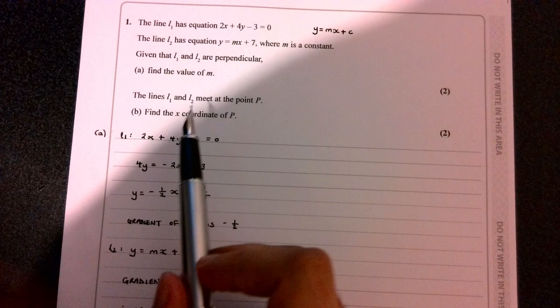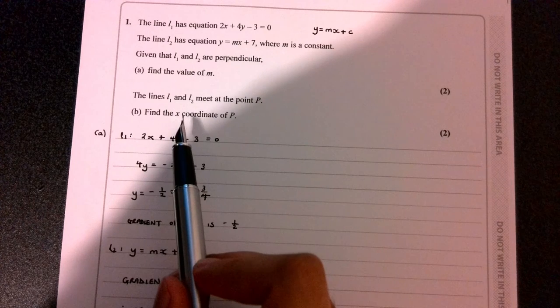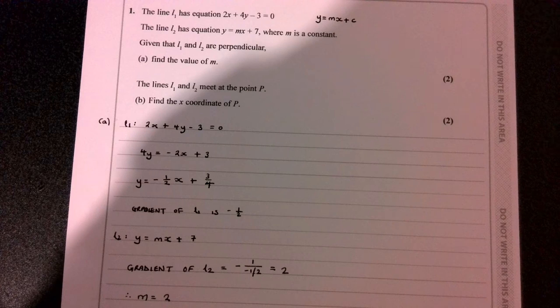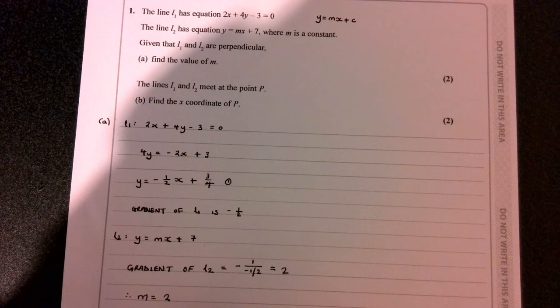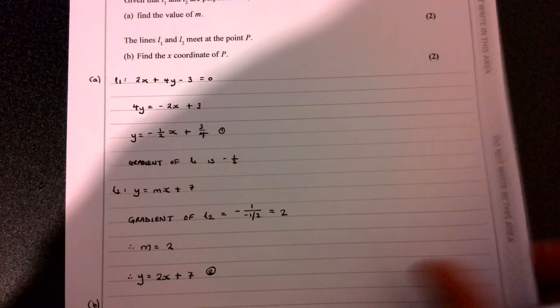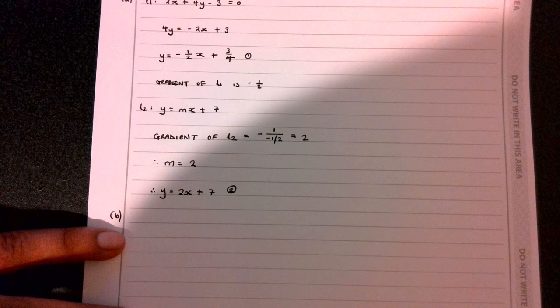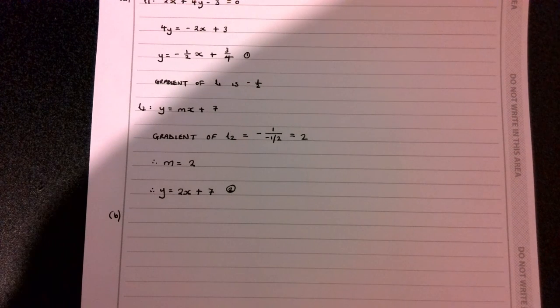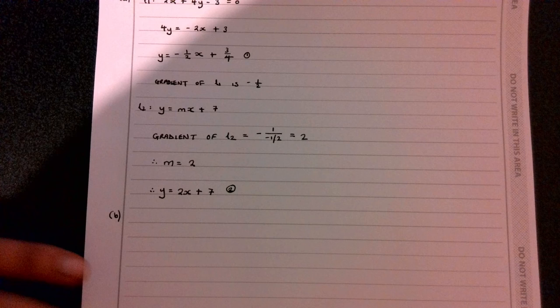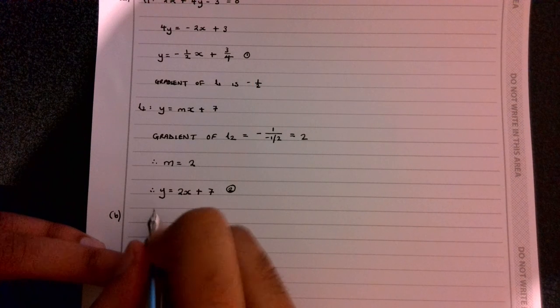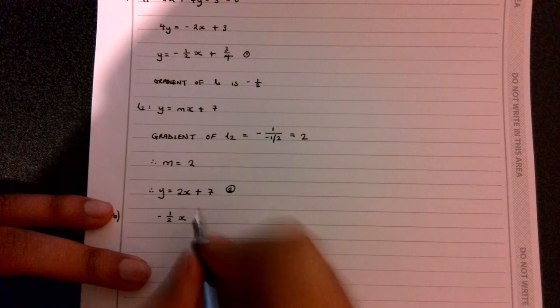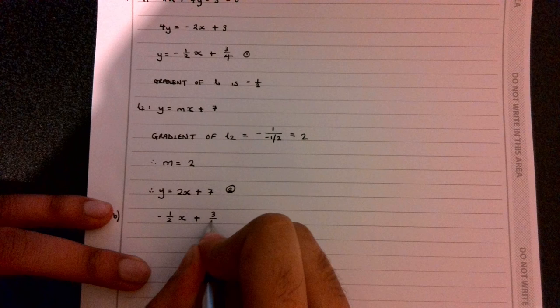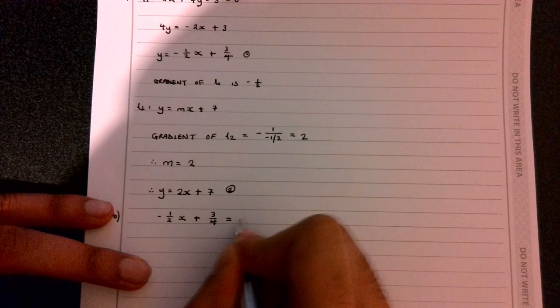Now, for part B, the lines L1 and L2 meet at this point P, and we have to find the x-coordinate of P. And we can do so by solving a simultaneous equation between this equation, we'll call it equation 1, and this equation over here, we'll call it 2. So with that being said, if we set equation 1 equal to equation 2, what we have over here then is minus 1/2 x plus 3 over 4, and this is equal to 2x plus 7.